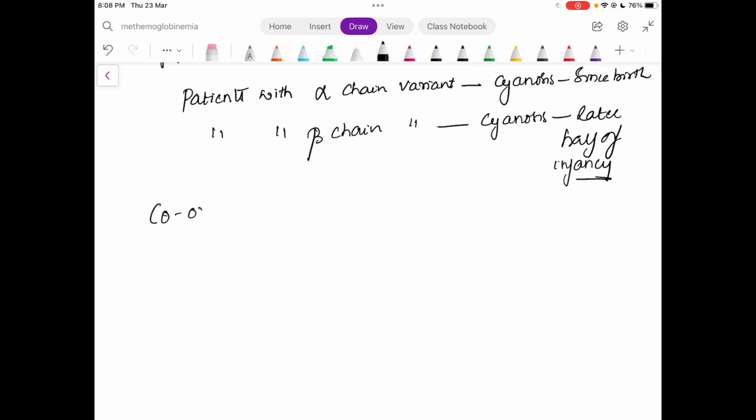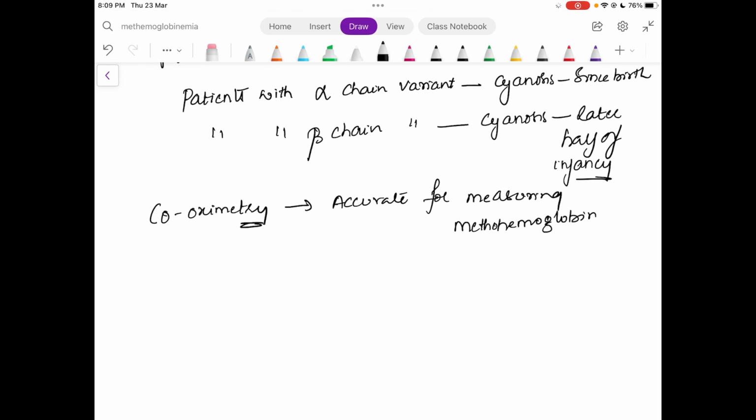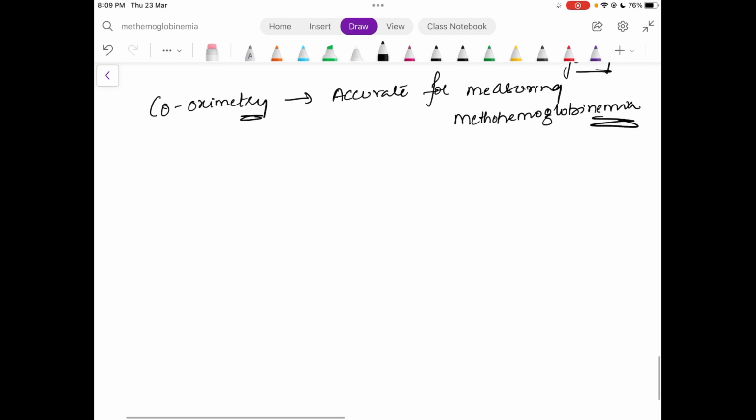And for diagnosis, co-oximetry is accurate for measuring methemoglobinemia. For identifying methemoglobinemia, co-oximetry.